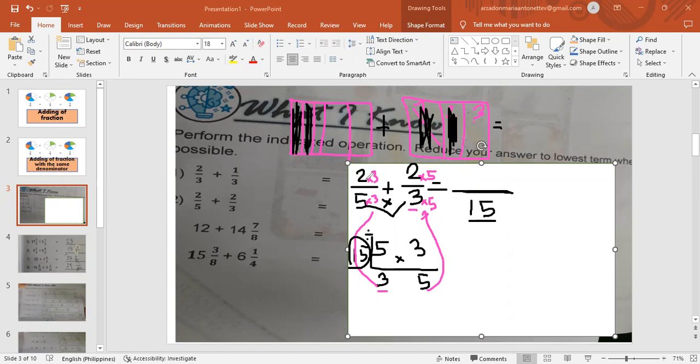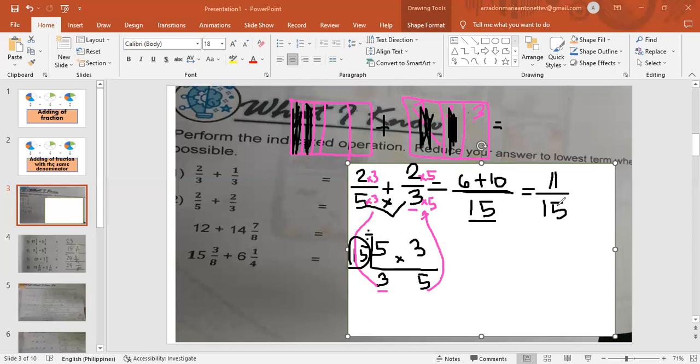Now let's proceed to 2 times 3. That is 6. Last 2, don't forget this one. Our operation is plus. 2 times 5 is 10. And so that is our 10. Okay, so now let's proceed to that one. That's 10. 5 times 2 is 10. Now, simply just add the 10 and 6. That is 11 over 15.